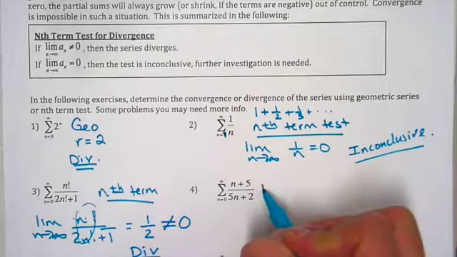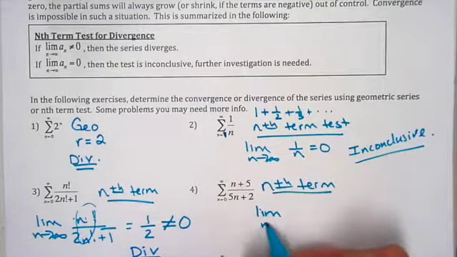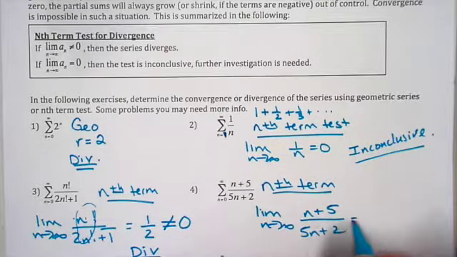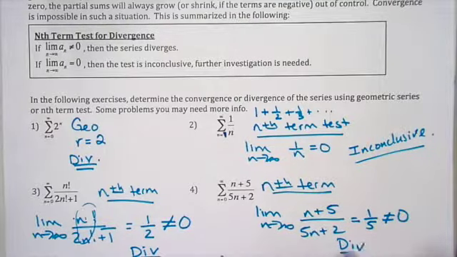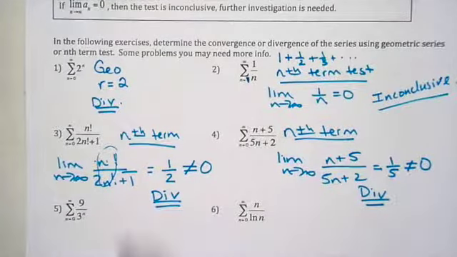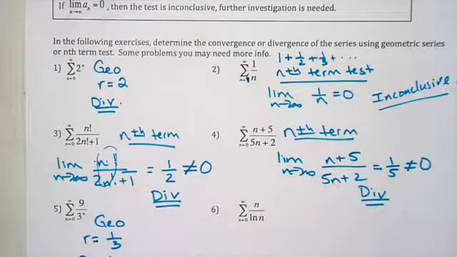Okay, number 4, I'm going to use the nth term test here as well. If I take the limit of this, the limit is 1/5, which is not 0, so I can say for sure that it's going to diverge. Okay, number 5, this is a geometric series. The only thing that's being raised to the nth power is the 3, so your r is really 1/3. That is less than 1, so we know that it converges.